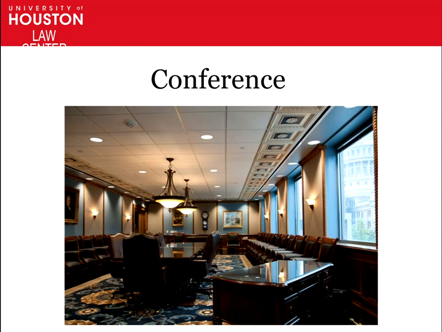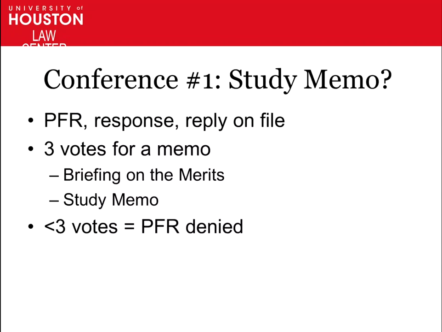So back to conference 1. So the petition's been circulated. Everyone has voted who's going to vote. And let's say somebody voted to discuss. So it makes it to the conference agenda. And conference number 1, they have to decide, are we interested enough in this case to order a study memo, which means requesting briefing on the merits from the parties. Those are the full briefs, long, like Court of Appeals length briefs. And then those are summarized and analyzed by usually a law clerk, but someone on the court staff.